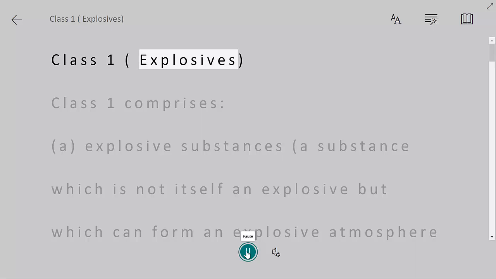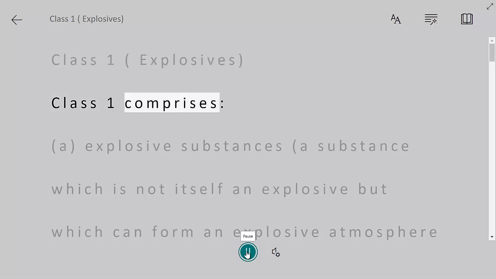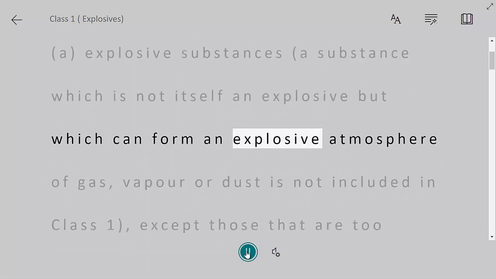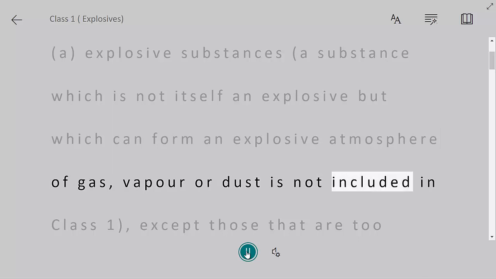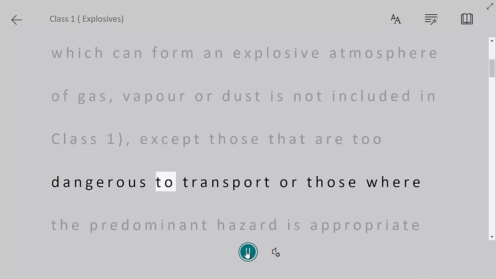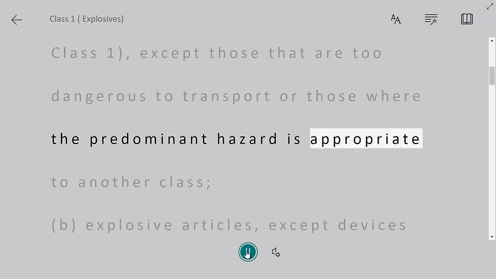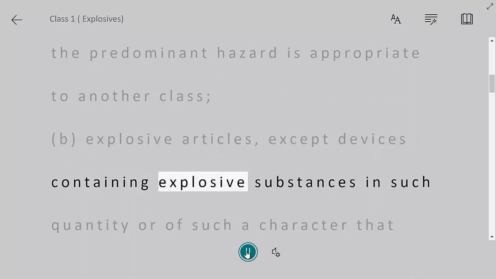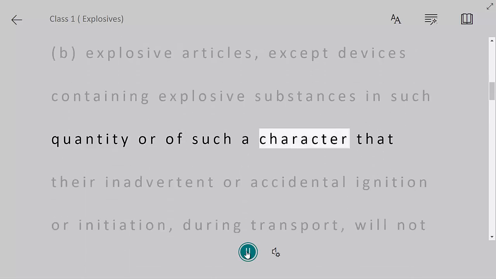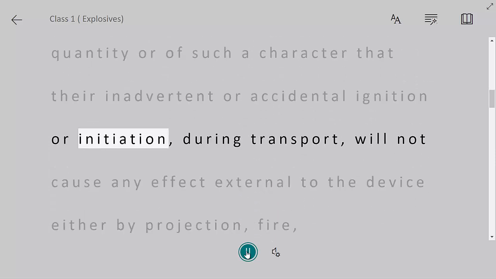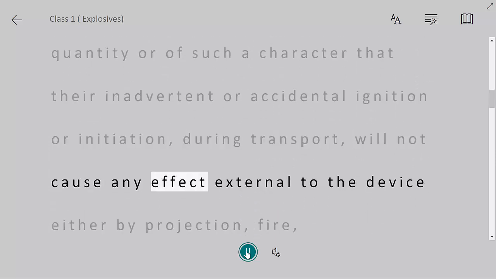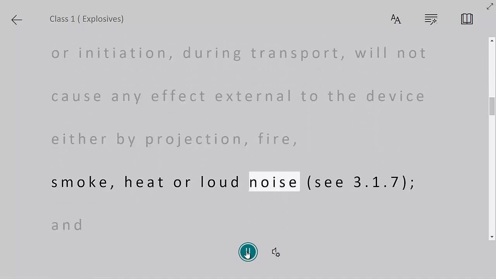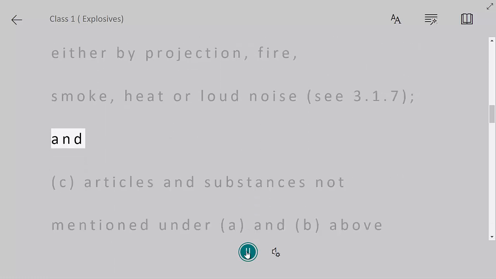Class 1, Explosives. Class 1 comprises: A. Explosive substances. A substance which is not itself an explosive but which can form an explosive atmosphere of gas, vapor or dust is not included in Class 1, except those that are too dangerous to transport or those where the predominant hazard is appropriate to another class. B. Explosive articles, except devices containing explosive substances in such quantity or of such a character that their inadvertent or accidental ignition or initiation, during transport, will not cause any effect external to the device either by projection, fire, smoke, heat or loud noise, see 3.1.7.